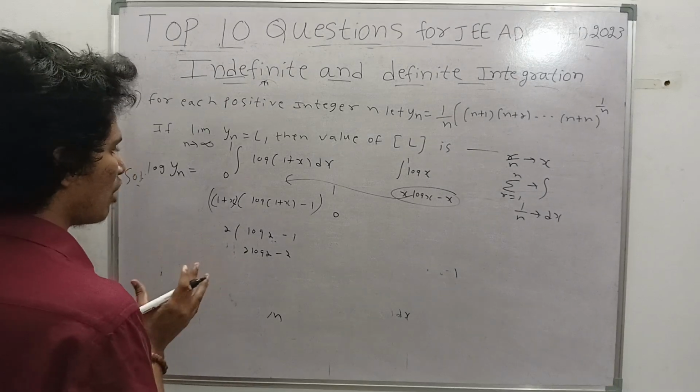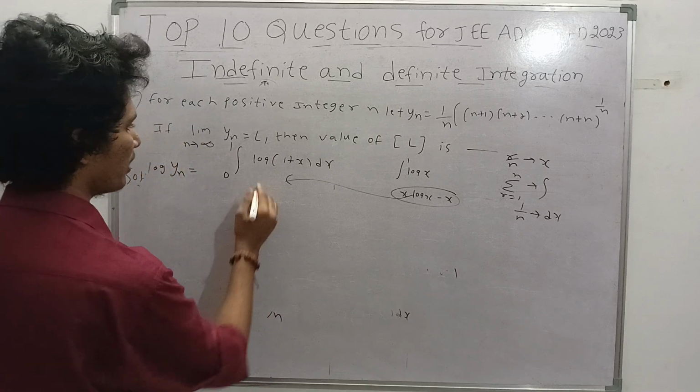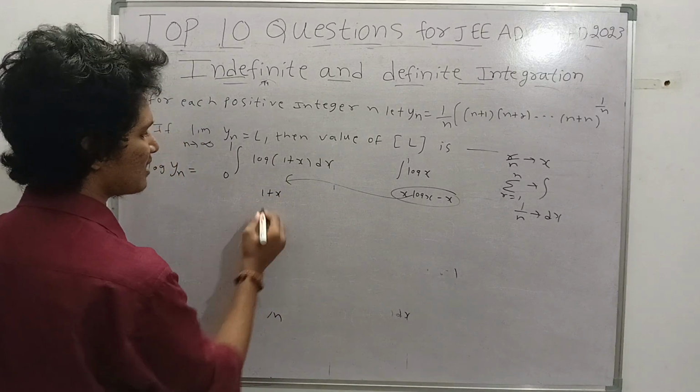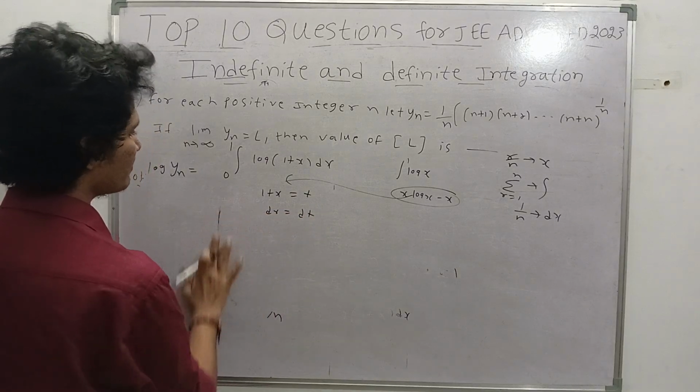This is a crucial step, guys. You have to understand very carefully. Suppose you can directly do this. Why are you bothering? We can simply replace this: 1 plus x equal to t, dx equal to dt. Simply replace this thing, and we have to change the limits.